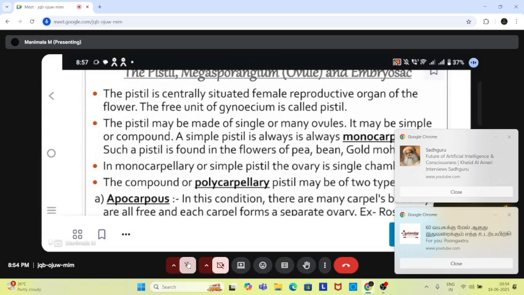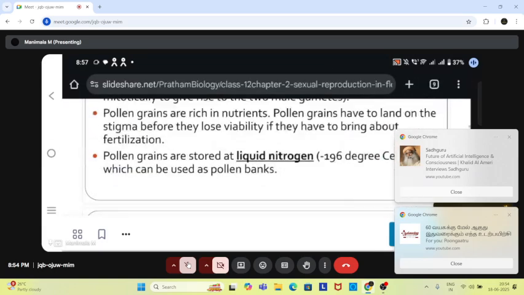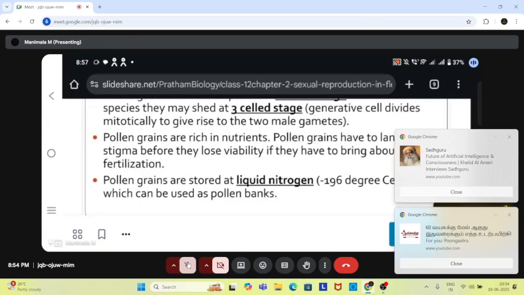And some important information about the pollen grains when we are discussing. Okay, so pollen grains are rich in nutrients. In recent years, nowadays, pollen tablets are prepared with the pollen grains. It is a food supplement. In Western countries, if you see, a large number of pollen products in the form of tablets and syrups are available in the market.